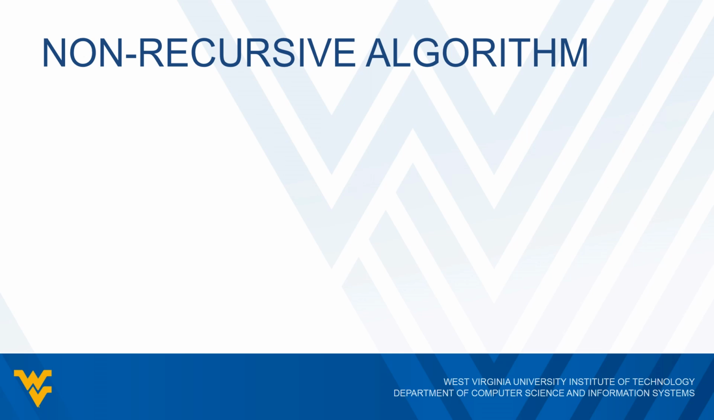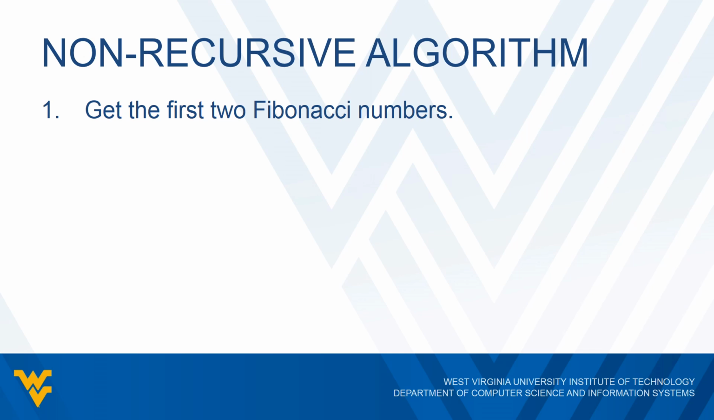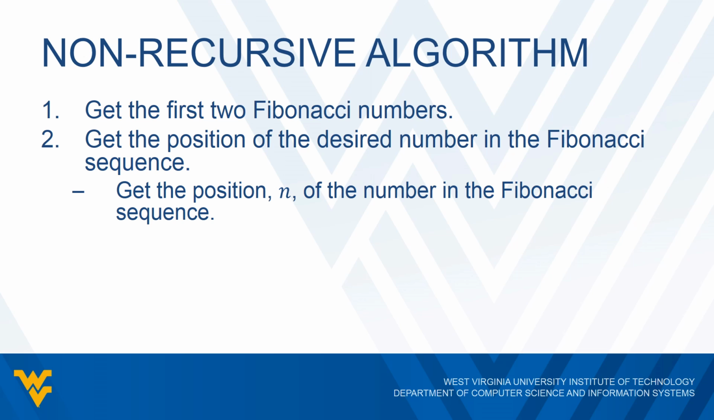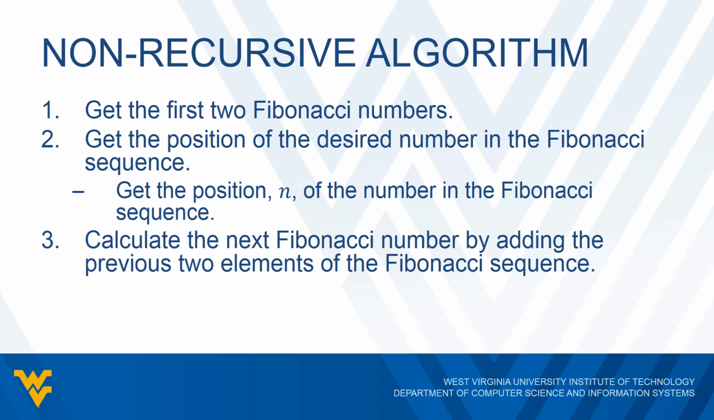For our algorithm, the first step is going to be to get the first two Fibonacci numbers. So we're going to ask the user to enter A1 and A2. We'll then need to get the position of the desired number in the Fibonacci sequence, so here we're going to ask the user for the position n. We'll then calculate the next Fibonacci number by adding the previous two elements of the Fibonacci sequence.